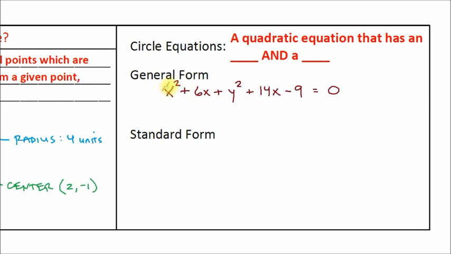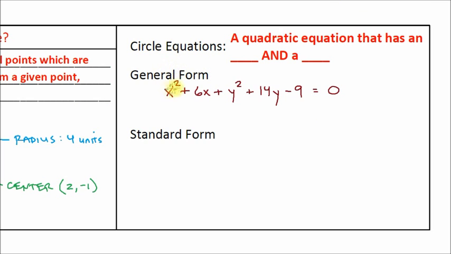Notice it looks a lot like a quadratic for a parabola. It's got an x squared term, which is our a value, it's got a b value, and it's got a c value, but it also has an a value with y in it, and a b value with y in it. So it also has an a and a b value with the y variable. So a little bit different than a parabola quadratic.